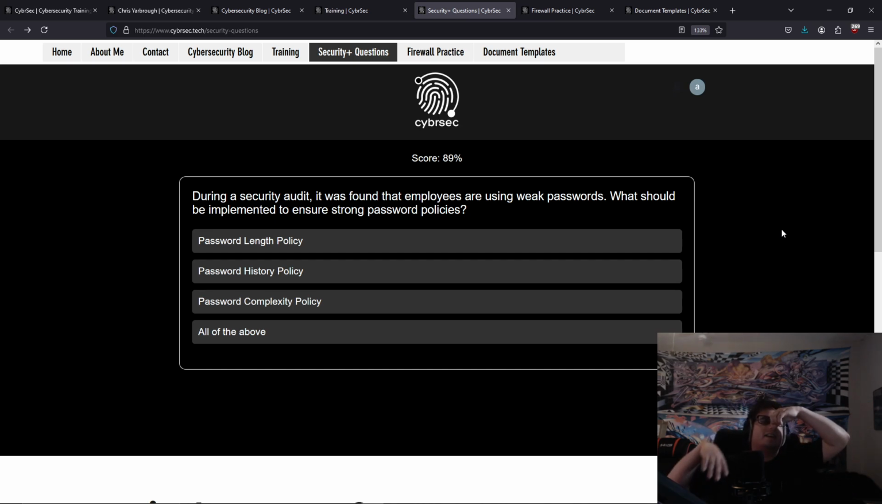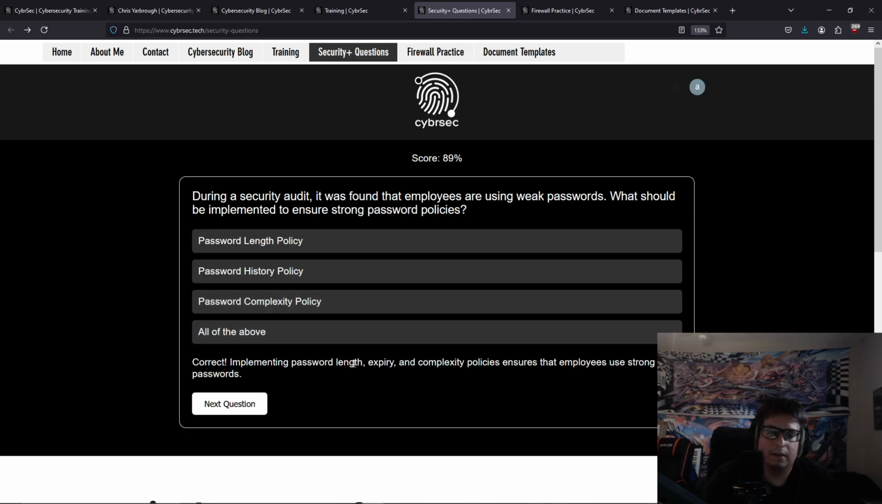During a security audit, it was found that employees are using weak passwords. What should be implemented to ensure strong password policies? Complexity policy, history policy, length policy, all of the above. All of these should ensure strong policies. Correct.